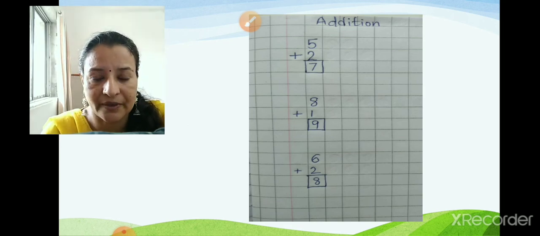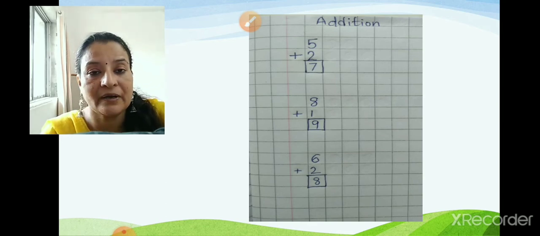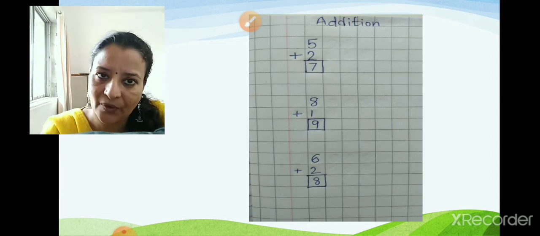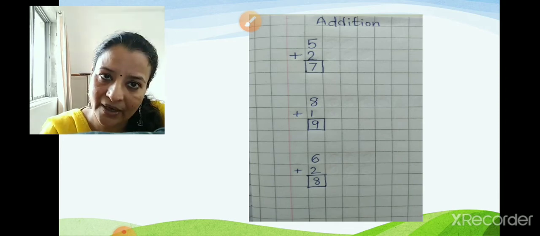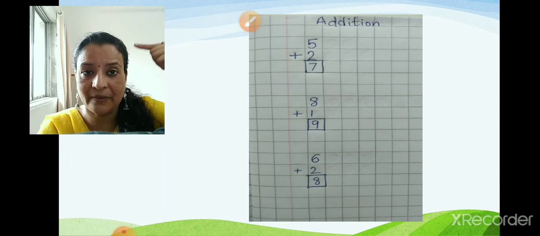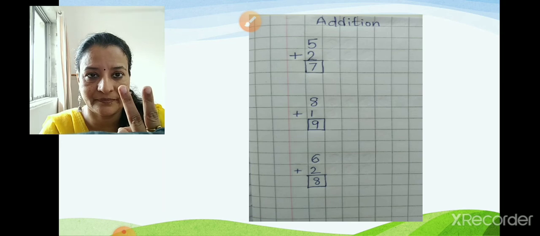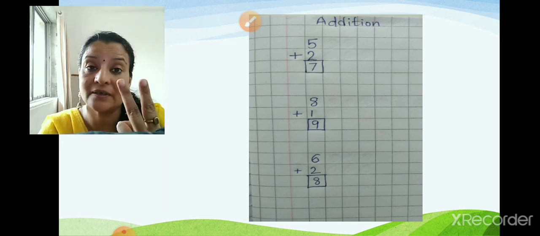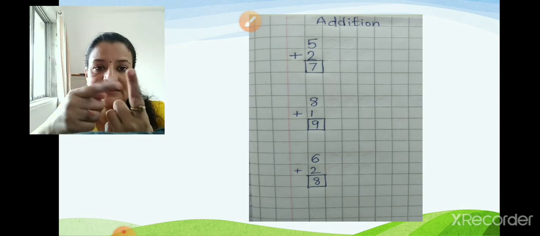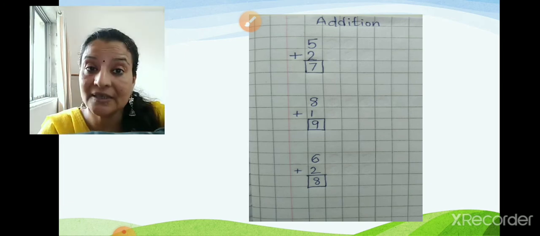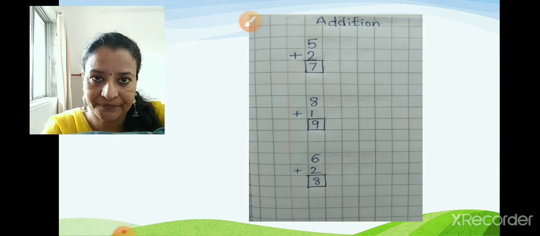See the first number. First number, be it big or small. The first number in your head. Okay. Second number in your hand. Okay. So, 5 in my head, 2 fingers up. Now start counting after 5. Okay, 5, 6, 7. Answer is 7. Now that answer you are going to write in the box. Okay.